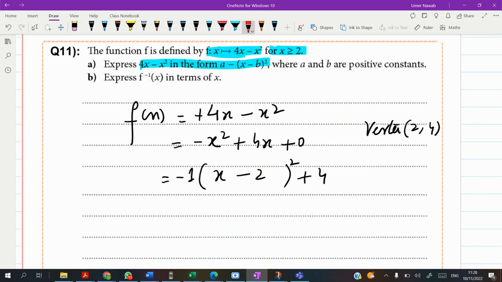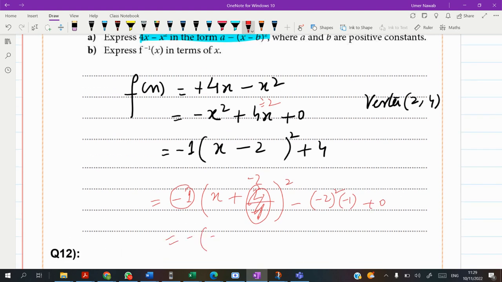But I know some of the students want to write it in the manual way. So the manual way is this. You write minus 1 outside, divided by 2. So x plus 4 divided by, remember, minus 1 whole squared. What is this? This is minus 2. I'm going to write minus 2 whole squared multiplied with minus 1 plus 0. So this is minus (x minus 2) whole squared, plus 4. Wallahi, the same answer comes.